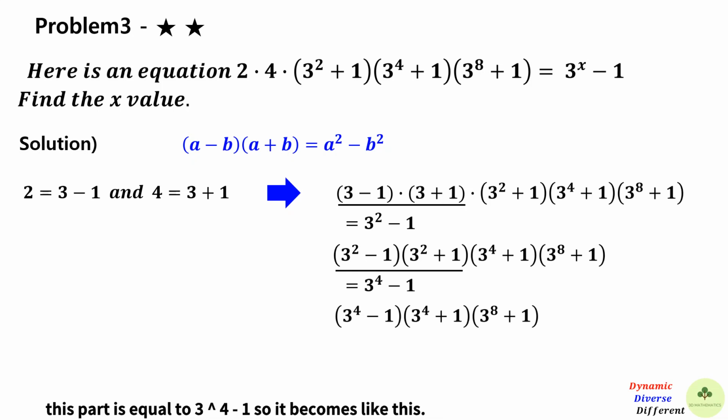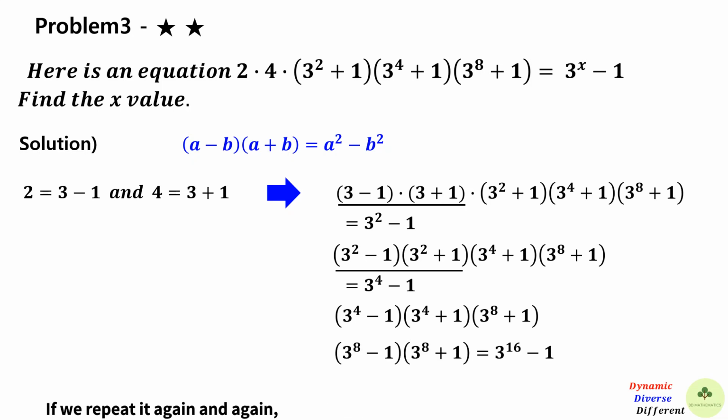Again, this part is equal to 3 to the power of 4 minus 1. So it becomes like this. If we repeat it again and again, the expression finally becomes 3 to the power of 16 minus 1. Okay? So x is equal to 16. This is the solution to the problem. This is how we can use the formula of multiplication. Is everything clear? Then let's move to the last question.